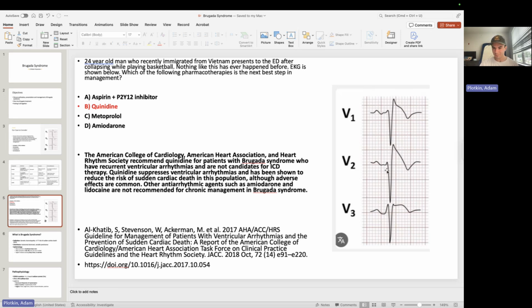But really, I want you to take a special look at V2. Look at this nice coved ST segment right here. Look how it looks like a little cove. It's almost like a triangle. It's like a nice 45-degree angle. That's going to come into play in a little bit, all right?